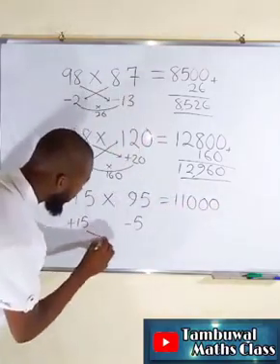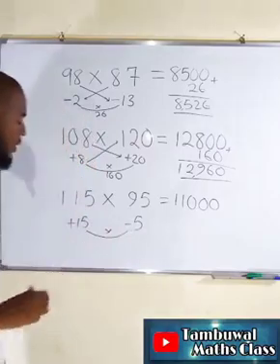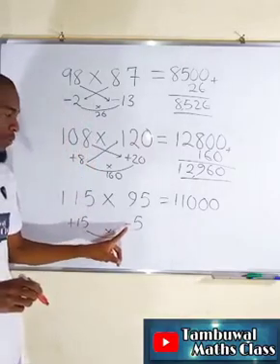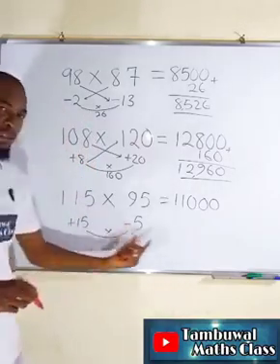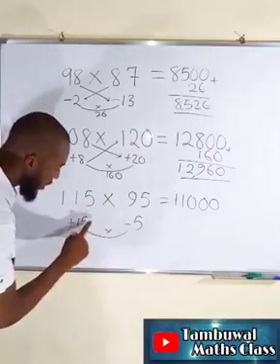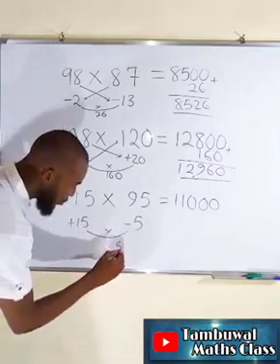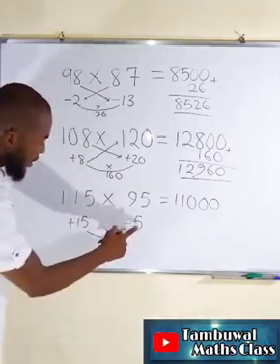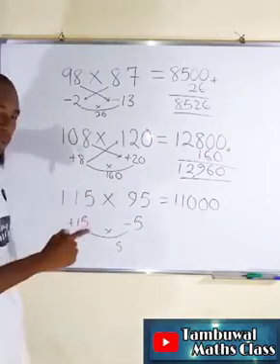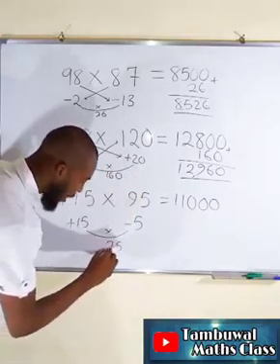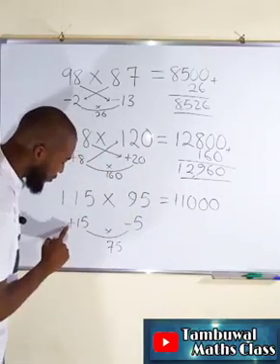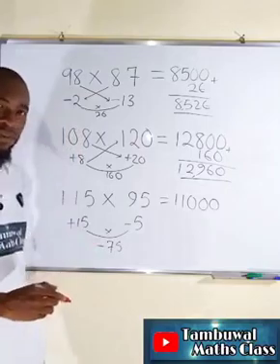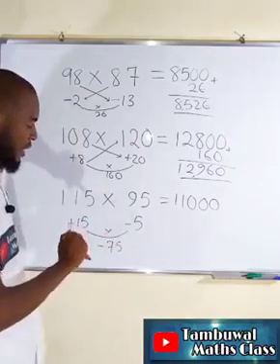Next, multiply these two numbers together. Forget about minus for now. Let us first of all multiply the numbers. You can see 5 times 5 is 25, but normally we write 5 and keep 2 aside. Then 5 times 1 is 5 plus that 2 is 7. But minus times plus is minus, so we have minus 75 after multiplying these two numbers.